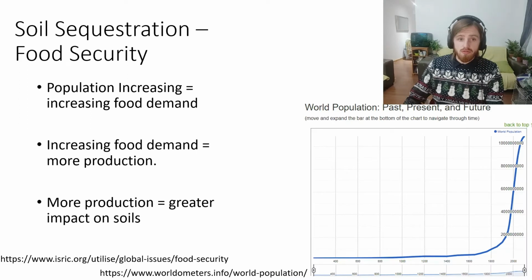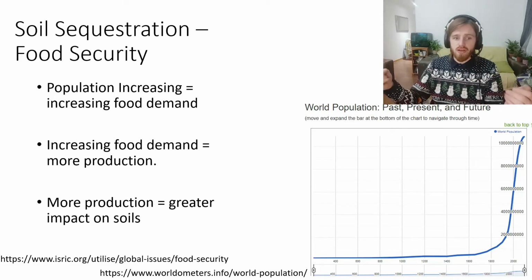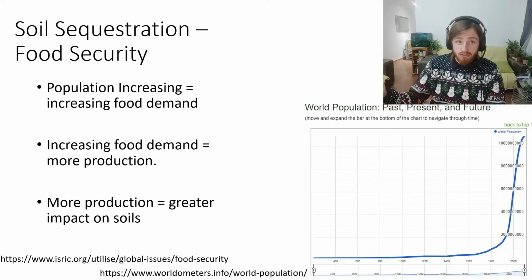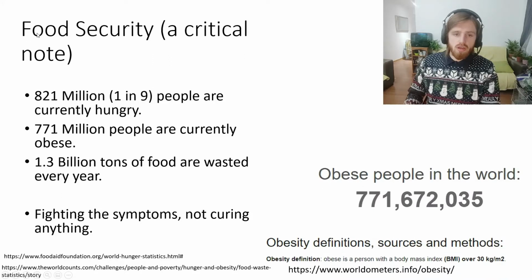Another benefit is food security. Population is increasing, which means there will be an increase in food demand, and with an increase in food demand, you need more production of food, which will have greater impact on soils. We're already treating the soils in an unsustainable manner, so this is just going to make things worse. As we know, the population is going to go to over 10 billion, so that's the thing we need to think about.